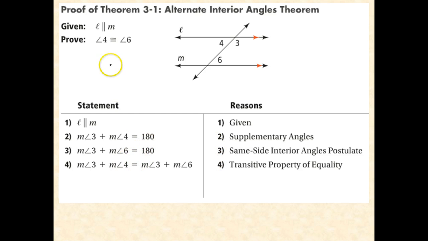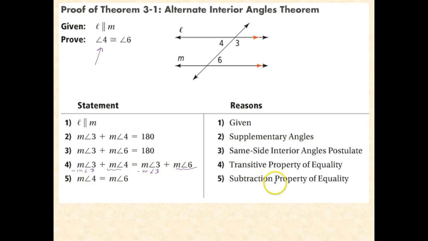Remember, what's my goal? My goal is to prove that angle 4 is congruent to angle 6. And the definition of congruent angles is that they have the same measure. Am I pretty close to that? Here I have measure of angle 3 plus measure of angle 4 equals measure of angle 3 plus measure of angle 6. Yeah, I'm pretty close. Here I have measure of angle 4, here I have measure of angle 6. What would I need to do to get measure of angle 4 equal to measure of angle 6? I just need to subtract measure of angle 3 off of each side.